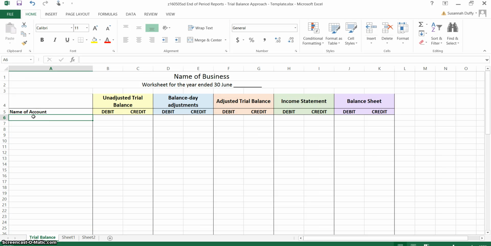Hi there, Year 11. I'm just going to go through with you how to complete exercise 2.39 on page 192 of the textbook using our 10-column worksheet.